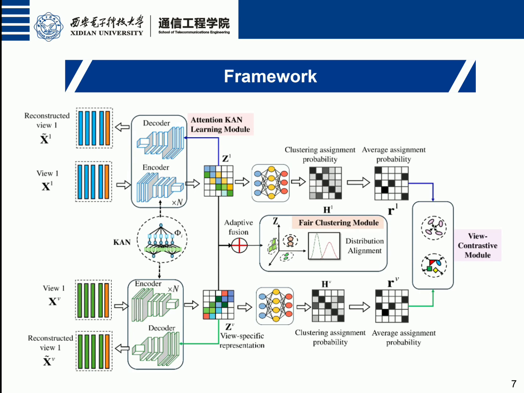Let's start with the overall architecture. DFIM-CAKAN consists of 3 core modules: the Attention KAN Learning Module, the View Contrastive Module, and the Fair Clustering Module. The entire process is end-to-end, allowing the model to automatically extract effective features from raw multi-view data and ultimately output fair and consistent clustering results.